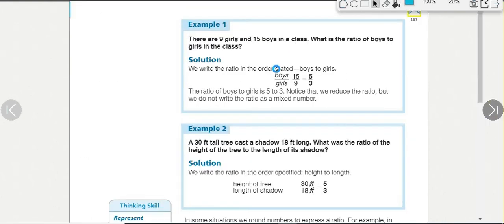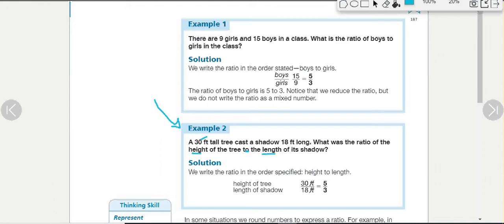Okay? So a word problem for that, maybe we could look at example 2. Example 1's pretty elementary. A 30-foot tall tree casts a shadow 18 feet long. What was the ratio of the height of the tree to the length of its shadow? What's the order? Height to length. So 30 to 18.